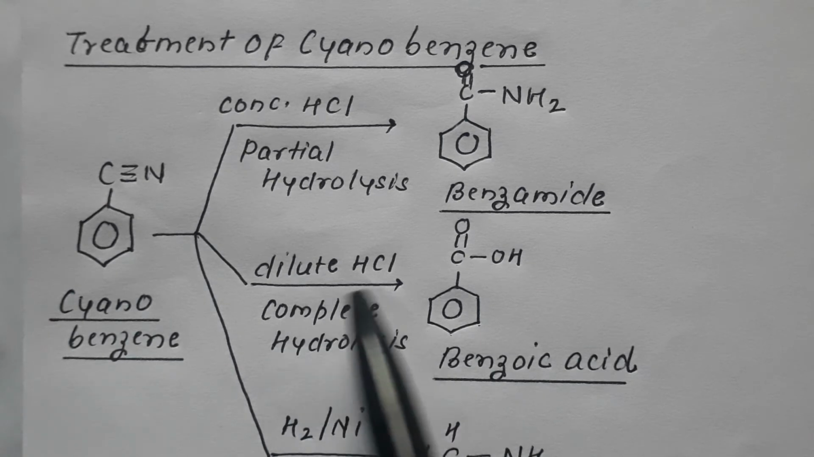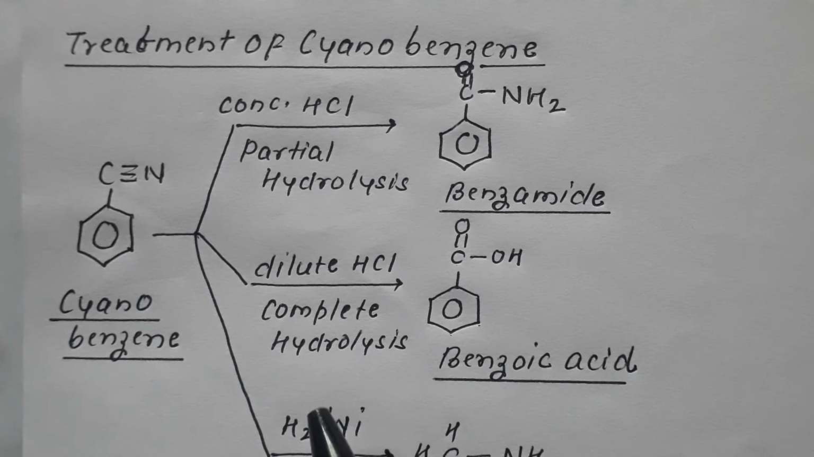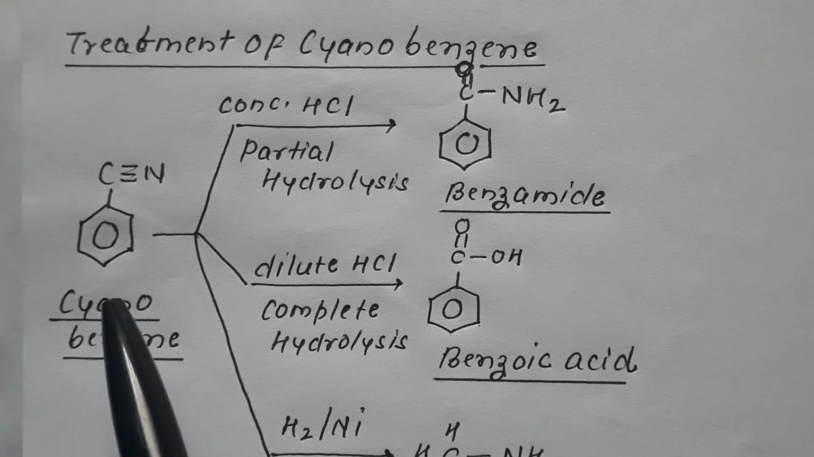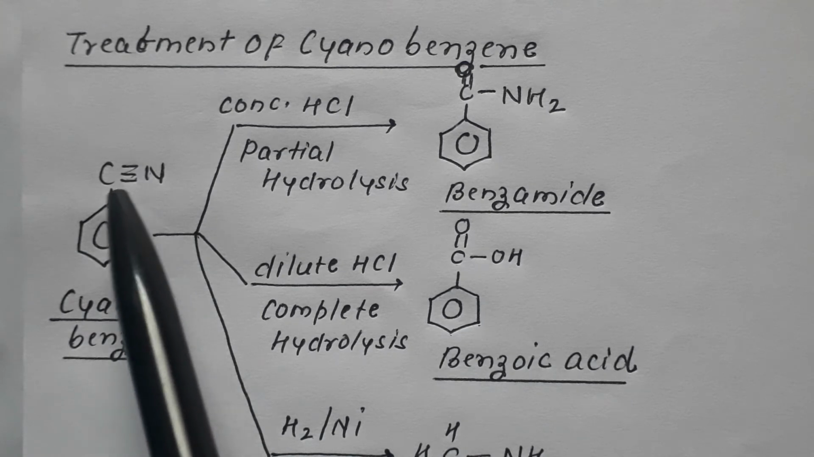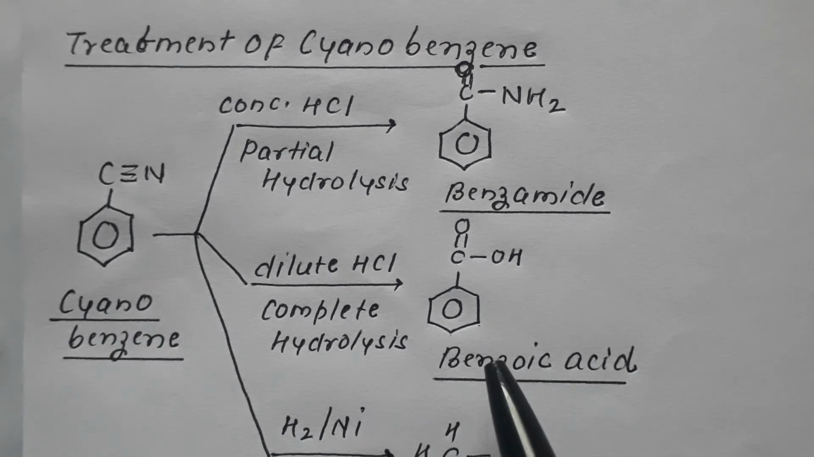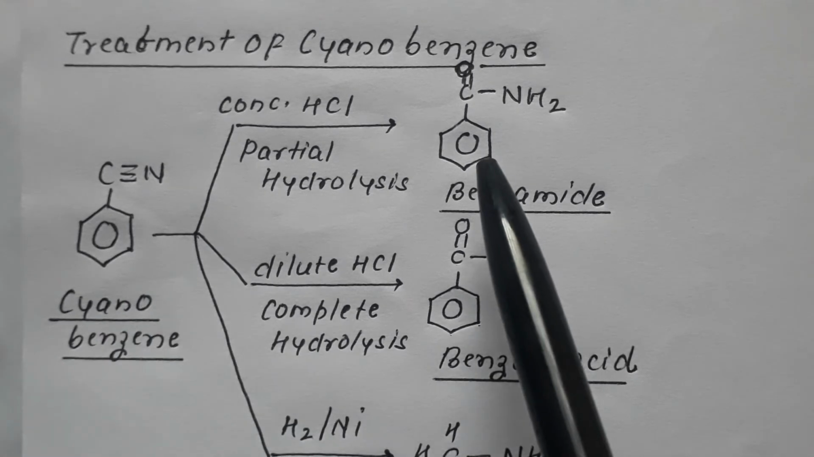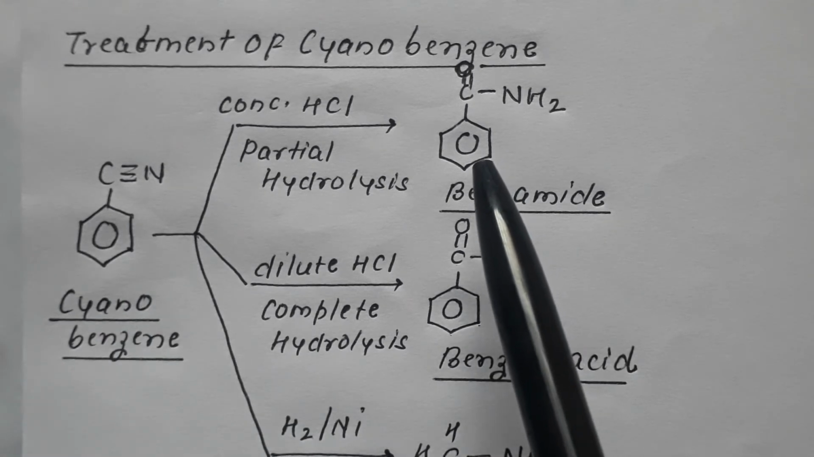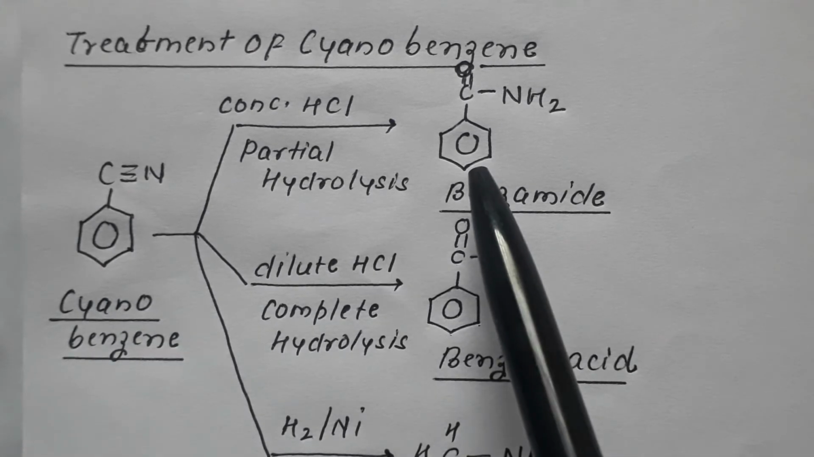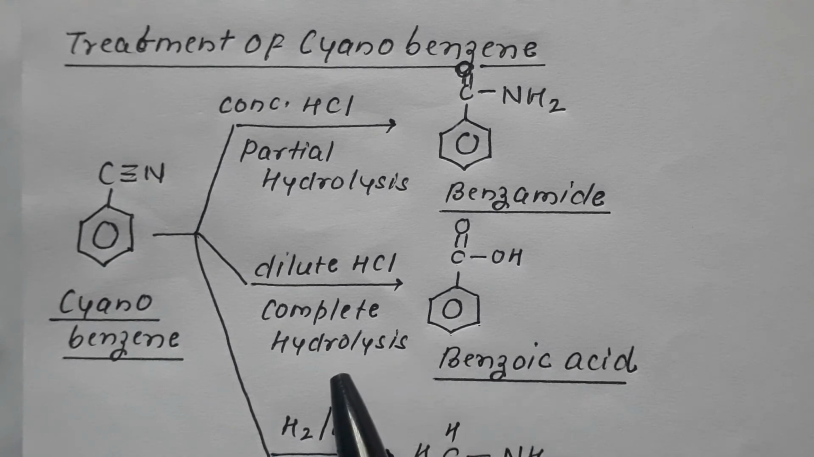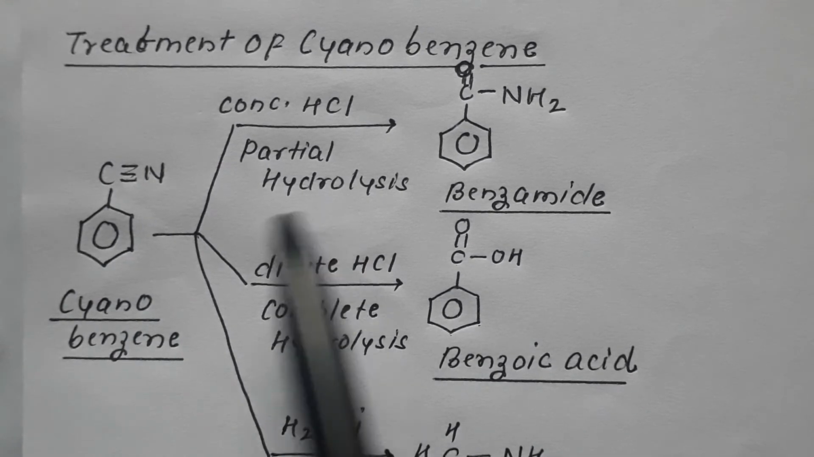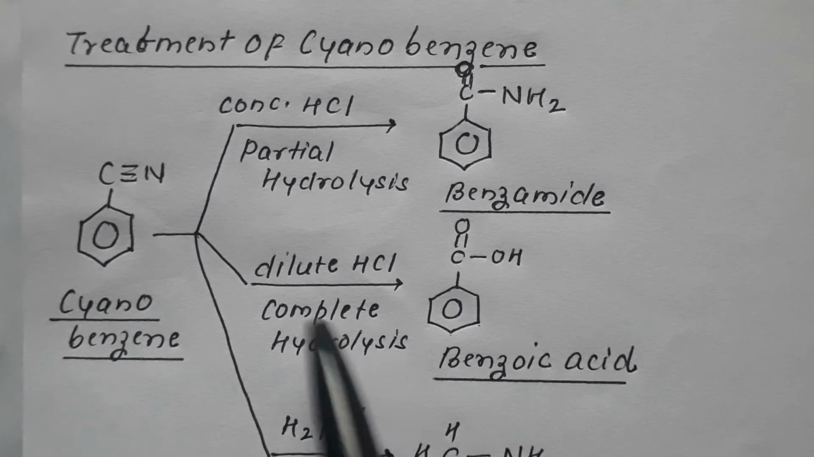Now if we use dilute HCl, it will undergo complete hydrolysis. We have dealt with that: 1 molecule of cyanobenzene will react with 2 molecules of water. The carbon nitrogen bond will break and cyano converts into benzoic acid. So cyano converts into amide on partial hydrolysis, and cyano converts into acid on complete hydrolysis. We have already dealt with this, you can refer to that video.